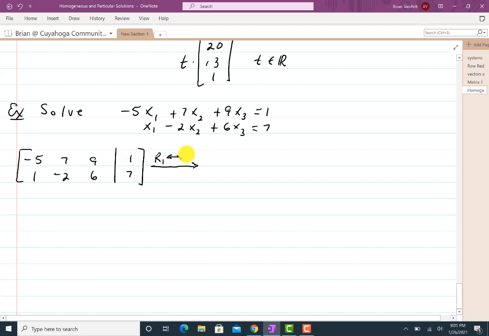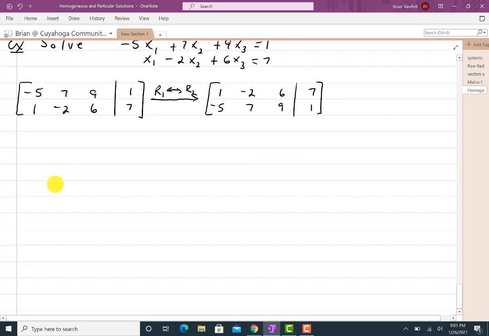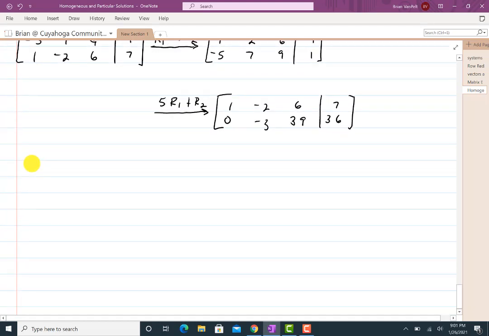I will swap rows 1 and 2. And then I'll go ahead and clean up as I normally do. And the one I didn't have from before, 35 plus 1 is 36. And lo and behold, I can divide the second row by -3 and I'll be okay.